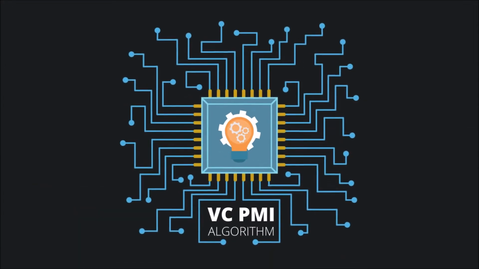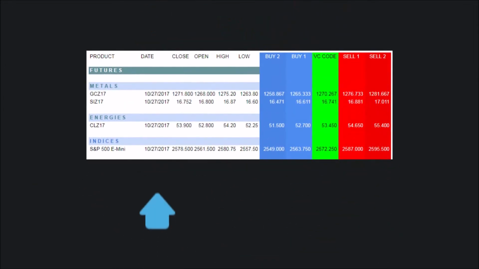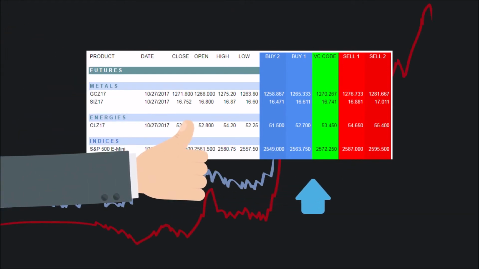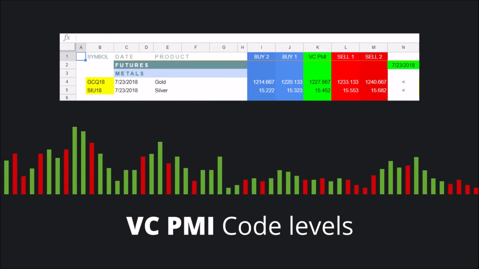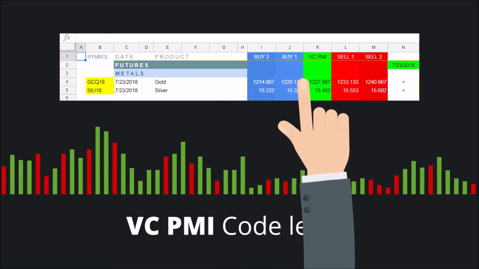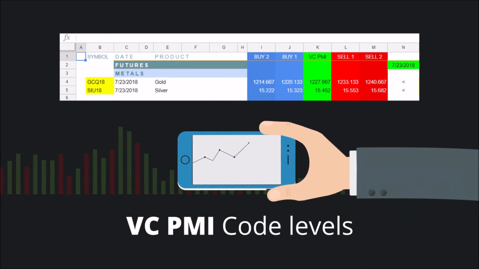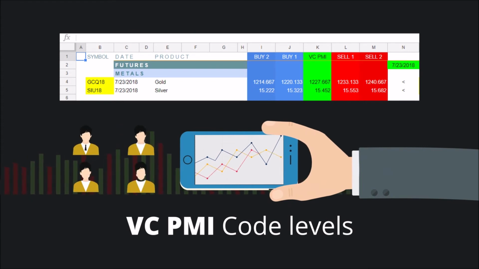VC PMI algorithm. The VC PMI code points and levels are support and resistance levels and behave exactly like any historical supply and demand level. Therefore, the VC PMI code levels are useful as an index tool for both day trading and for selecting and exercising entries and exits for longer term traders.